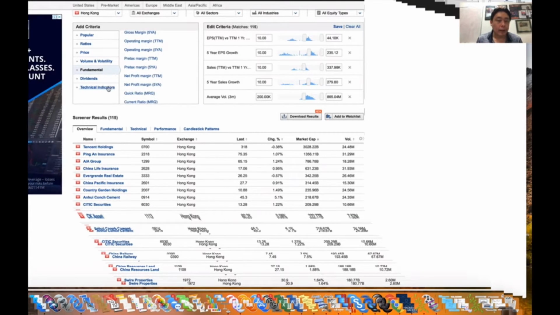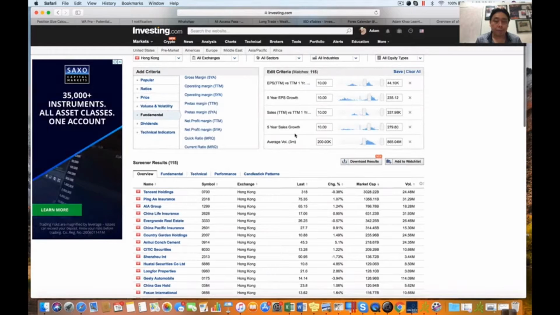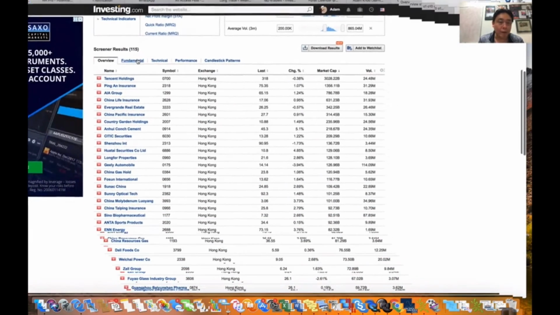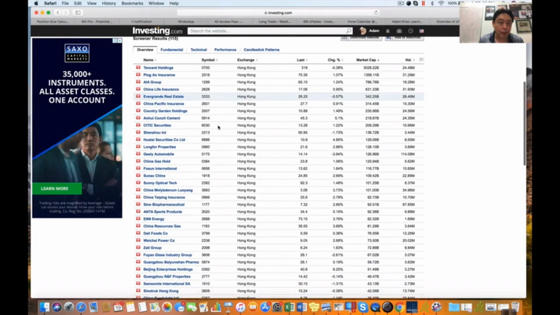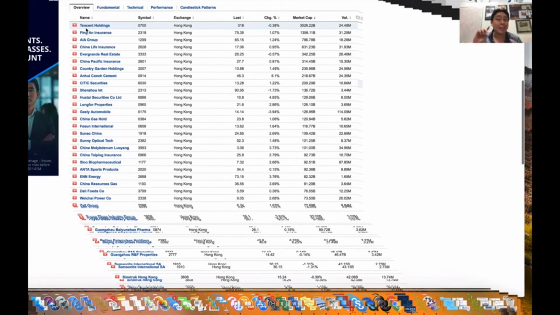Okay, and again, you can put in certain technical indicators once you've learned the lesson on technical analysis. So for now, it's just putting in the main fundamental criteria that ensure that it's a growing company. It's been growing for the last 5 years at least, and you're down to 115 companies. And again, some of them are pretty well-known names like Tencent Holdings, Ping An Insurance, which is the biggest insurance company in China. You've got AIA Group, China Life Insurance, and so on and so forth.